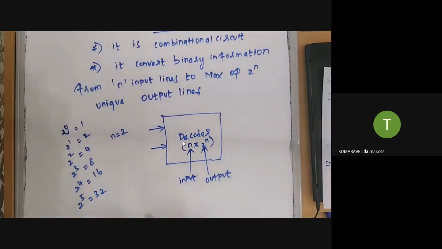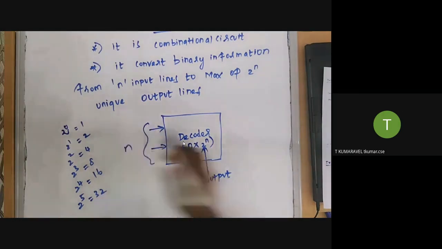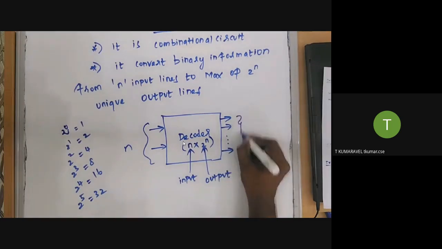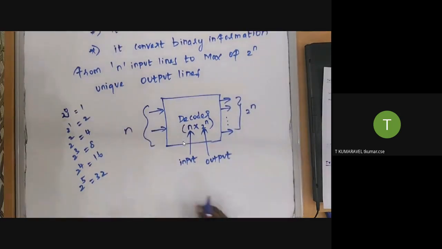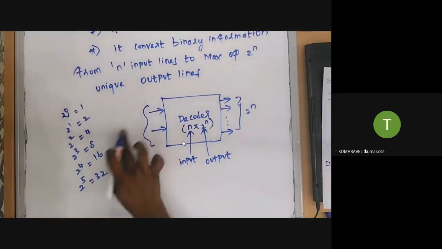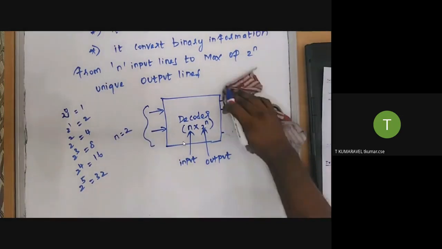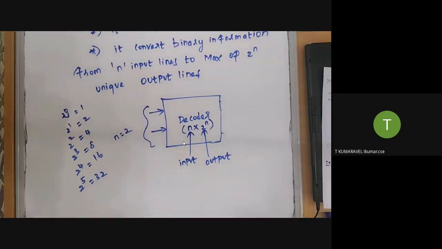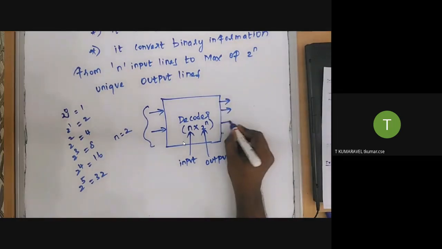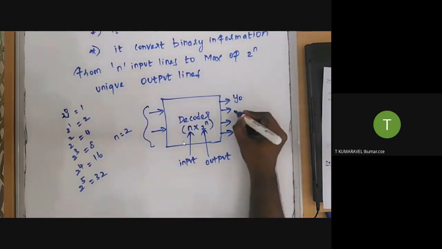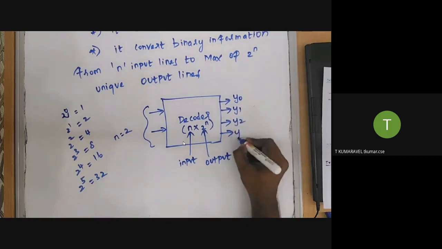Suppose the n value is provided as input for the decoder. It is going to produce 2 power n outputs. For example, in our case n equal to 2. So what is the output of the decoder? The output of the decoder is 4. It generates 4 outputs, and I name them y0, y1, y2, y3.